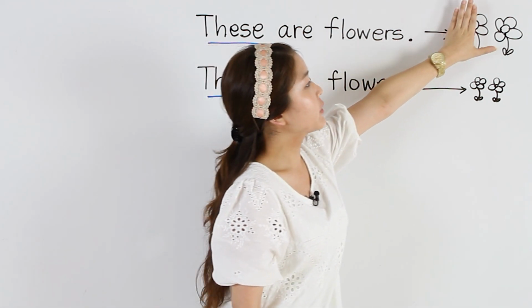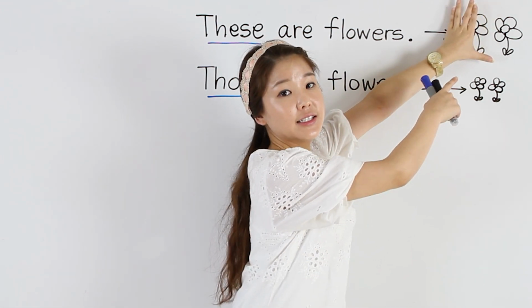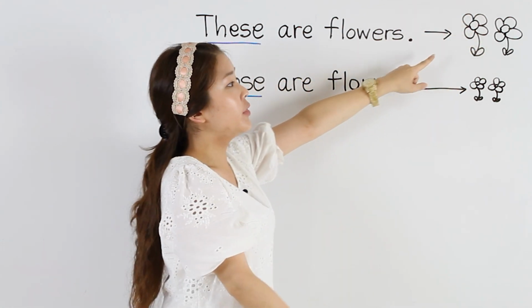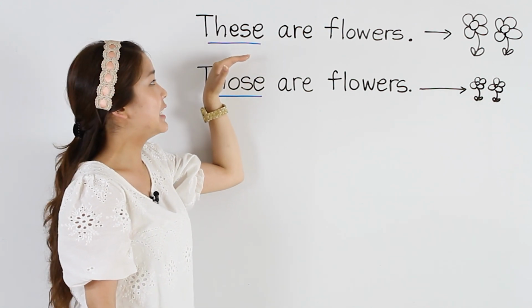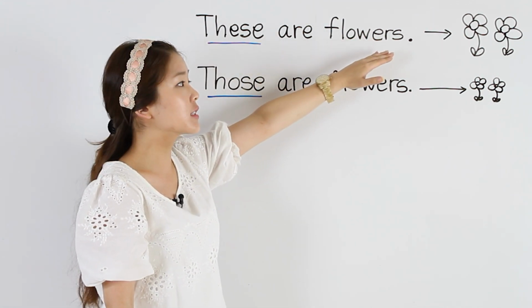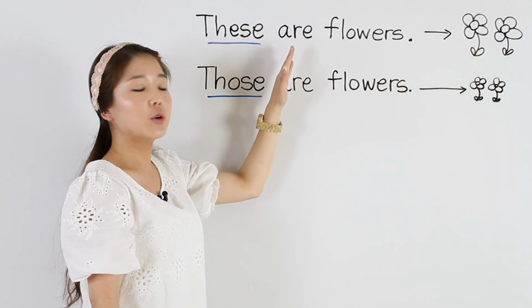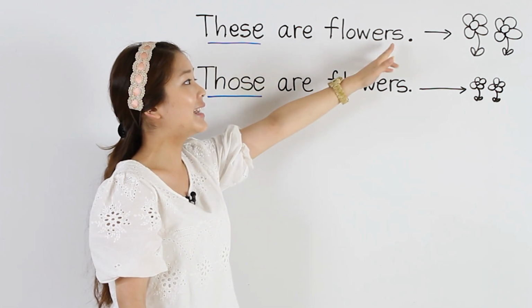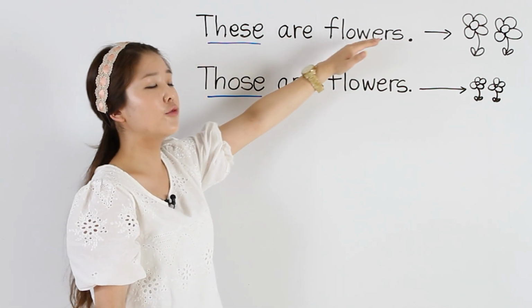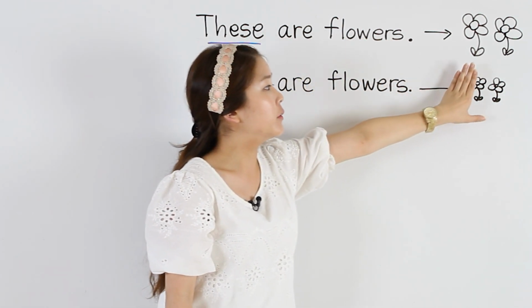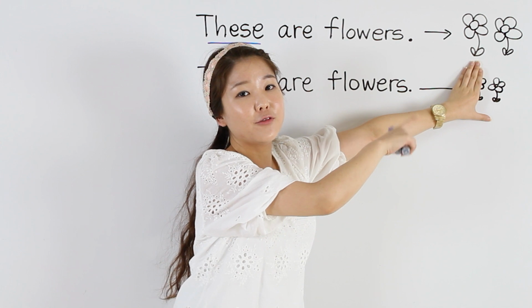Now, we know if there's just one and it's close to us, we say this is a flower. Okay, but there's more than one. It's plural. So we have to say these. These are flowers. Again, more than one. Now, I changed the be verb to are, and I added an S at the end of flower. So these are flowers. Okay, now there's one that's far away. We say that is a flower.